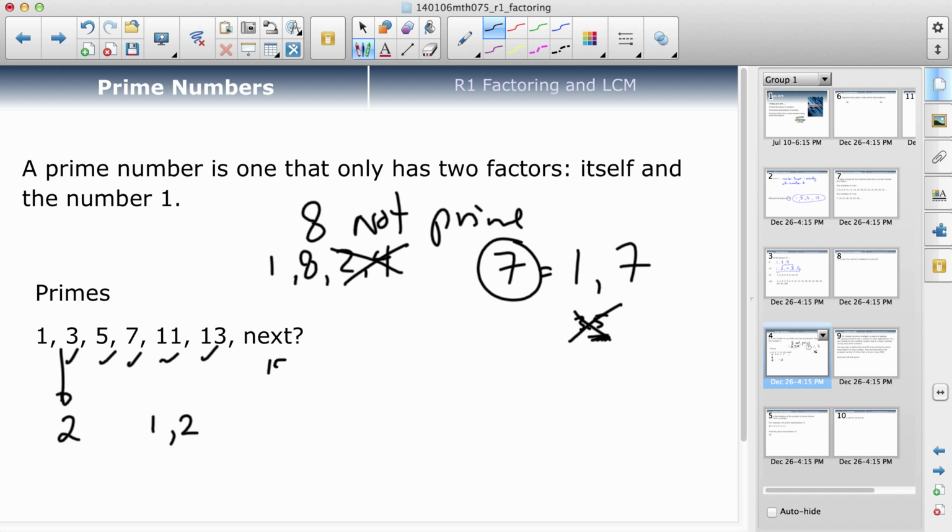Next one, 15. Oh no, 15 can't be because 3 and 5 go into that. 17, yeah, that'd be prime. 19, no other numbers other than 1 and 19, that'd be prime. 21, oh no, 3 and 7 go in there, right? That one can't be prime, etc. And you can find some other ones. If you go online, you can look for a list of prime numbers and they give you thousands and thousands of them. Now we know what primes are.